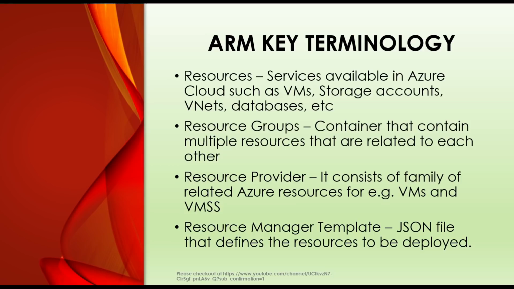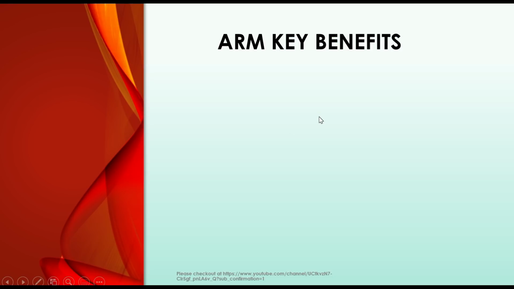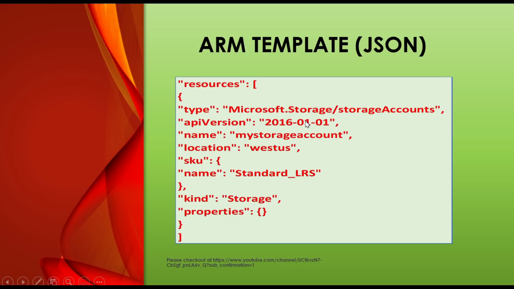So here is the ARM template. You can see it starts with resource, and then the type. The type is the Microsoft storage account, then the API version, and the name, which will be the name of the resource. So it's going to be my storage account. Since we're creating a storage account in this JSON template, this is the name of my storage account, and then this will be the location.